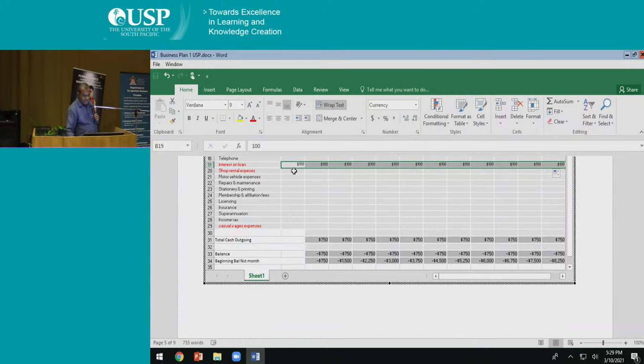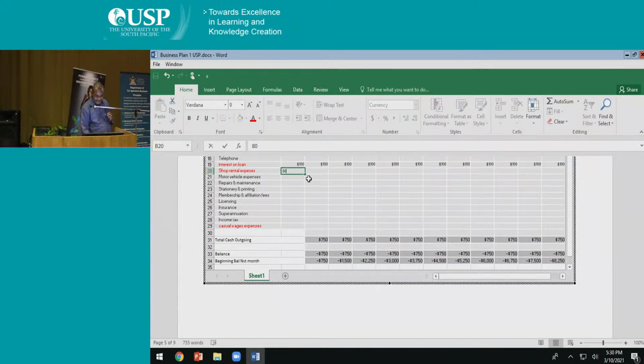And then we have rental expenses for the shop. How much? 6, 7, 8.